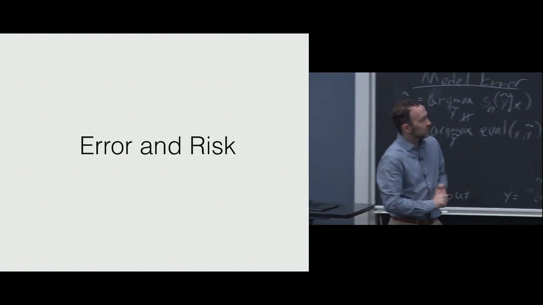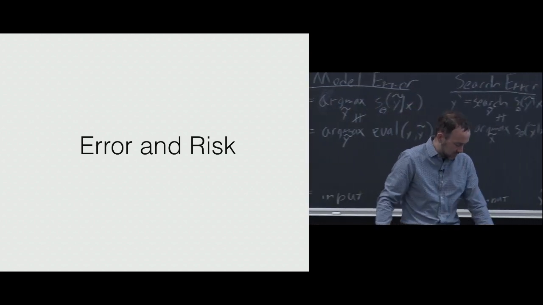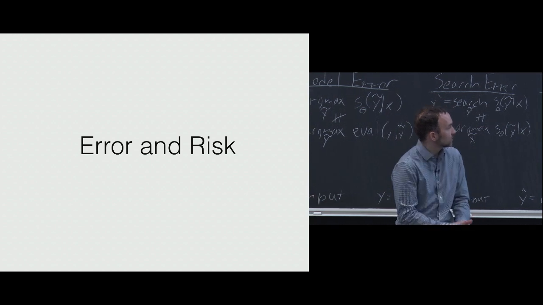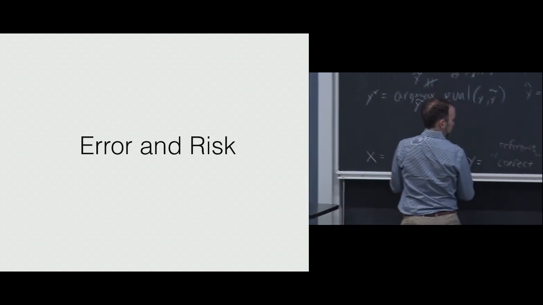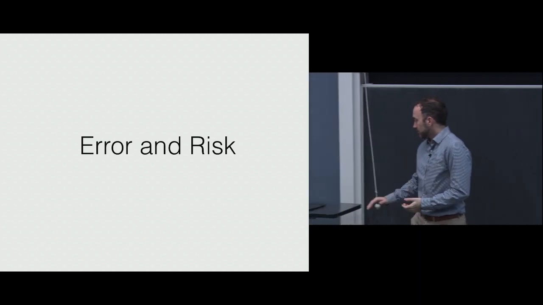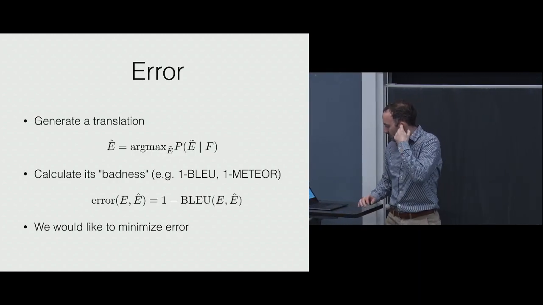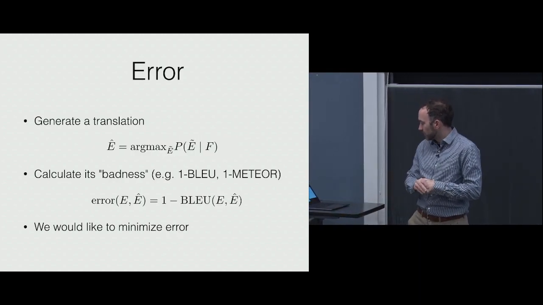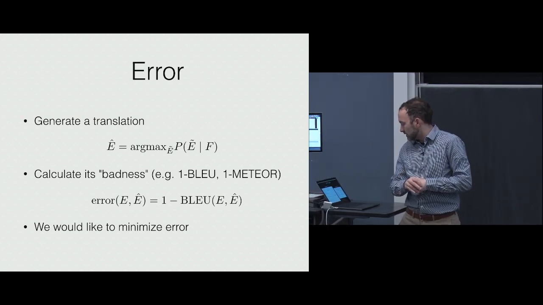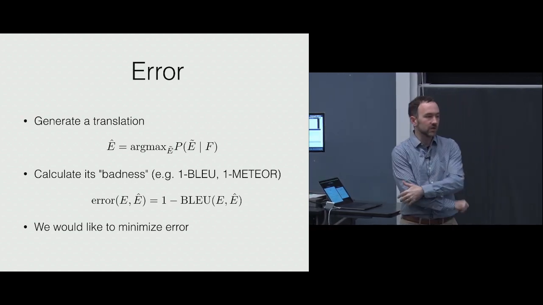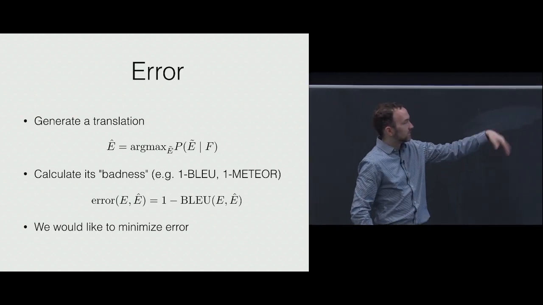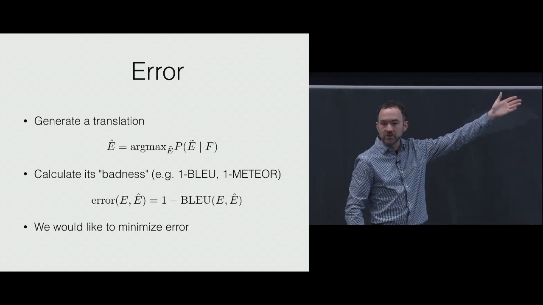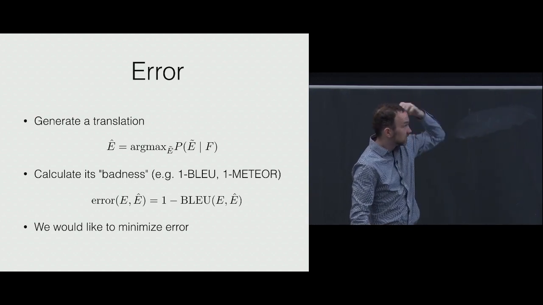Okay. So I'm going to introduce a few concepts called error and risk. Let me put this up so I can write. The idea of error is basically how bad you are doing at generating outputs. This says translation here, but you can replace it with any sequence generation function.